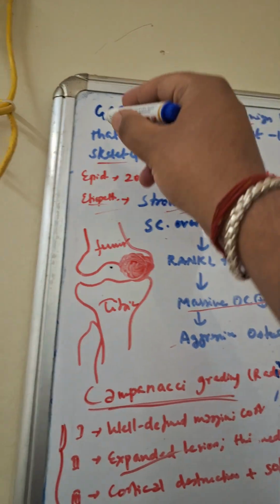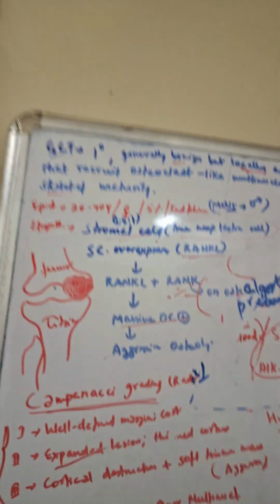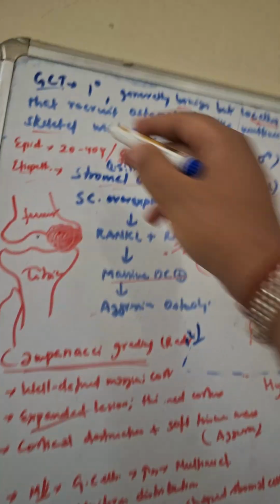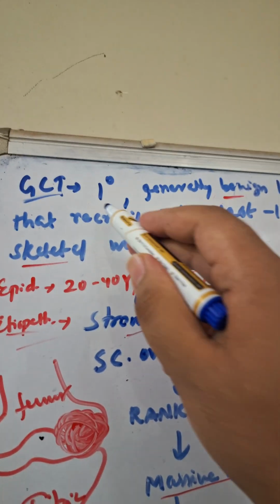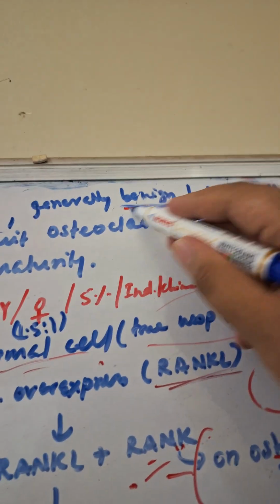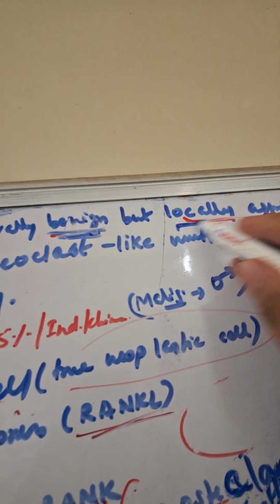Today we are going to study giant cell tumor. Just in 5 minutes we'll revise it. Okay, so let's look for the definition. It is a primary tumor, and it is generally benign. Okay, remember, but don't think it is just simple benign. It is locally aggressive.